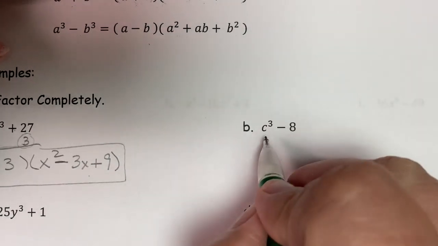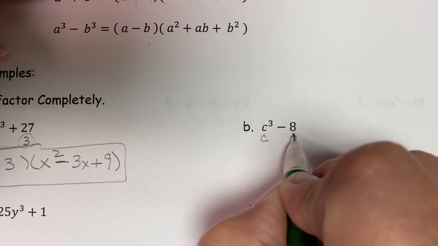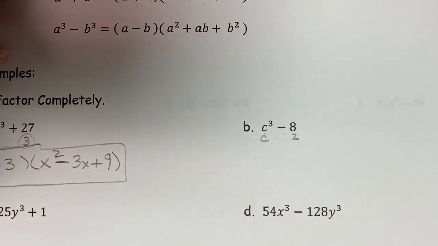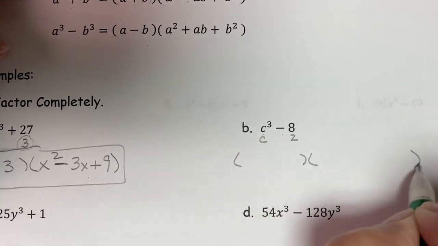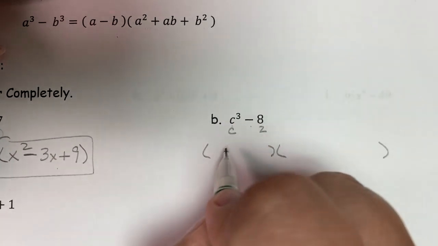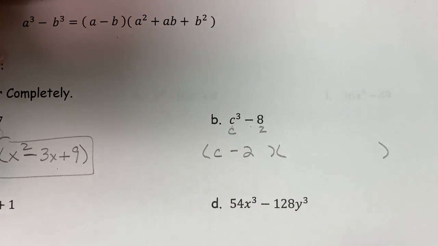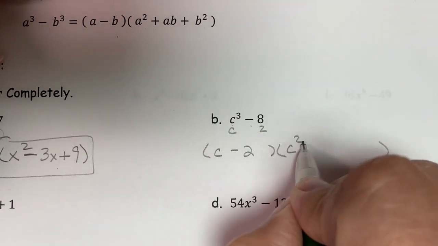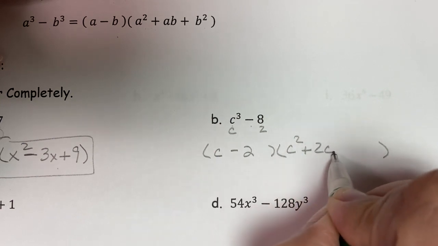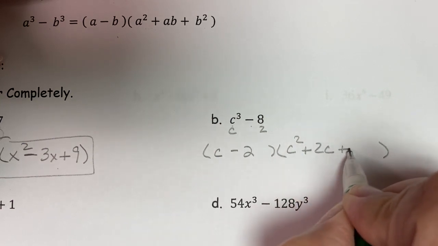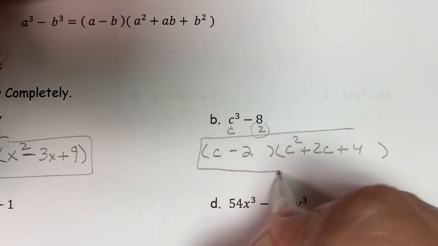All right, let's do B. This is going to be a difference of 2 cubes. So the cube root of c cubed is c, and the cube root of 8 is 2. So it's a binomial times a trinomial. This binomial will be c minus 2, because it's the same sign as the problem. Then you square the first thing, that's c squared, opposite sign, multiply them together, that's 2c, always positive, and square the last number, that's going to be 4. Done.